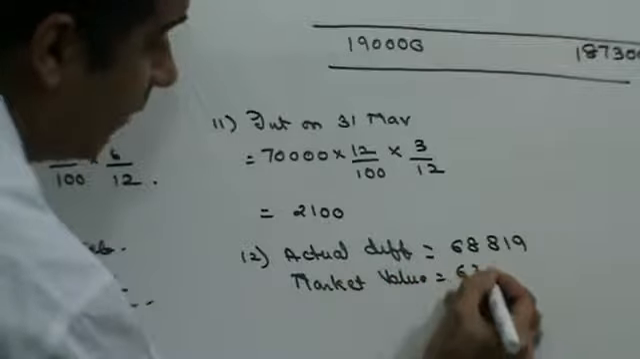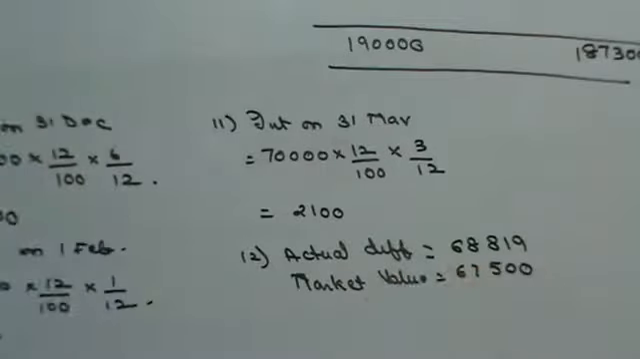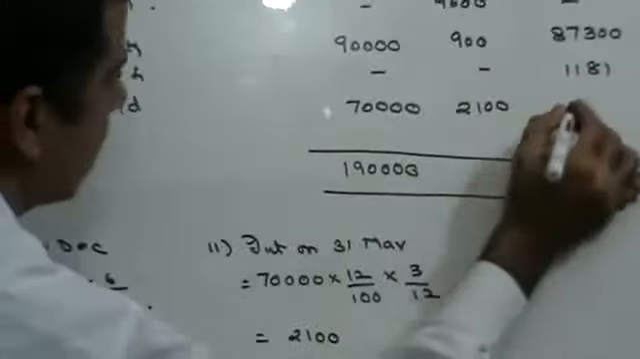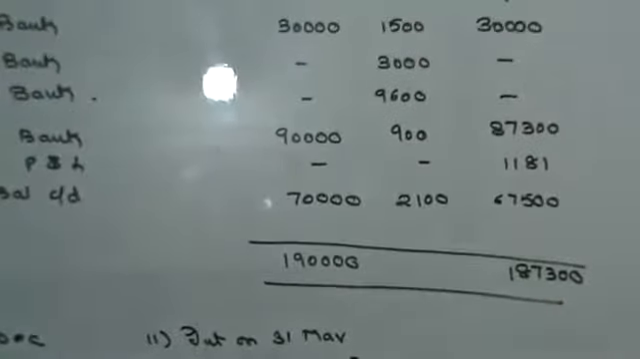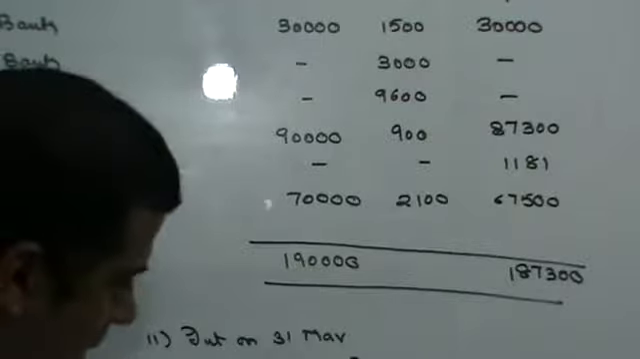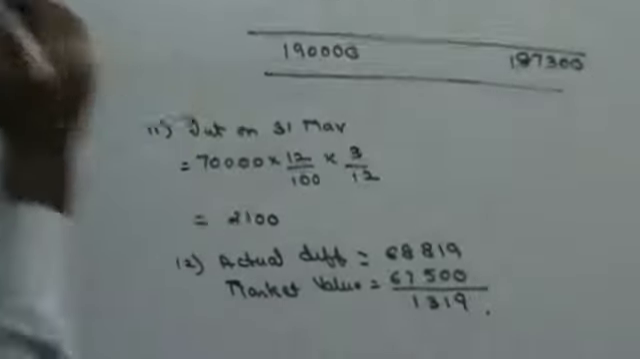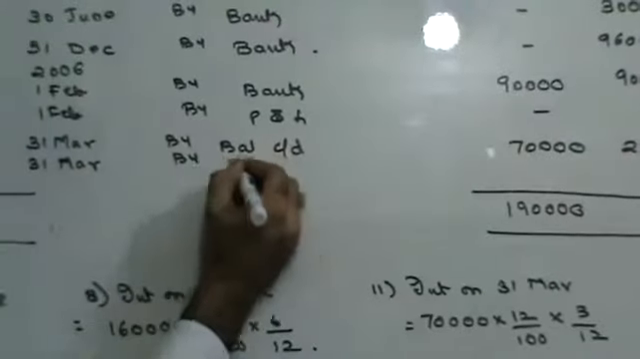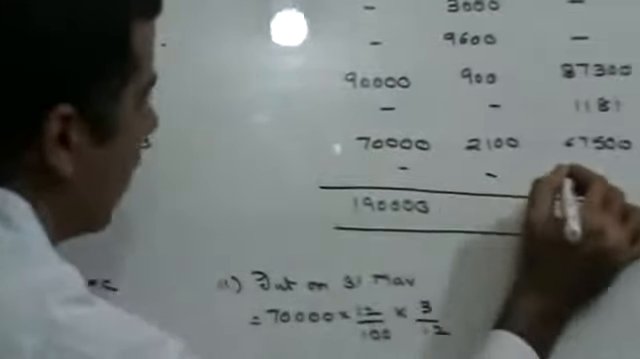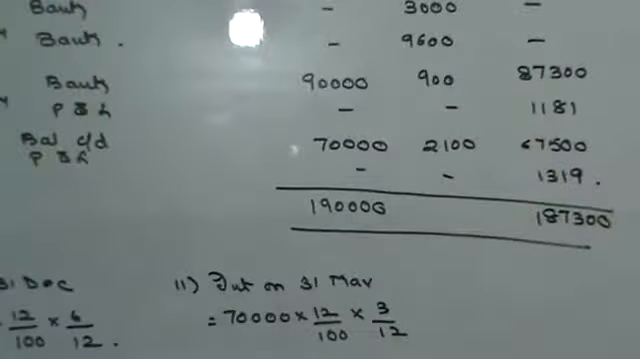67,500. When you have two values of closing stock, you always consider the lower value, right? That means here closing stock I'll write 67,500, instead of writing the actual difference of 68,819. Okay. Now how much is the difference here? 1319. That I'm going to write here as 31st March by P&L. This is my loss, 1319.